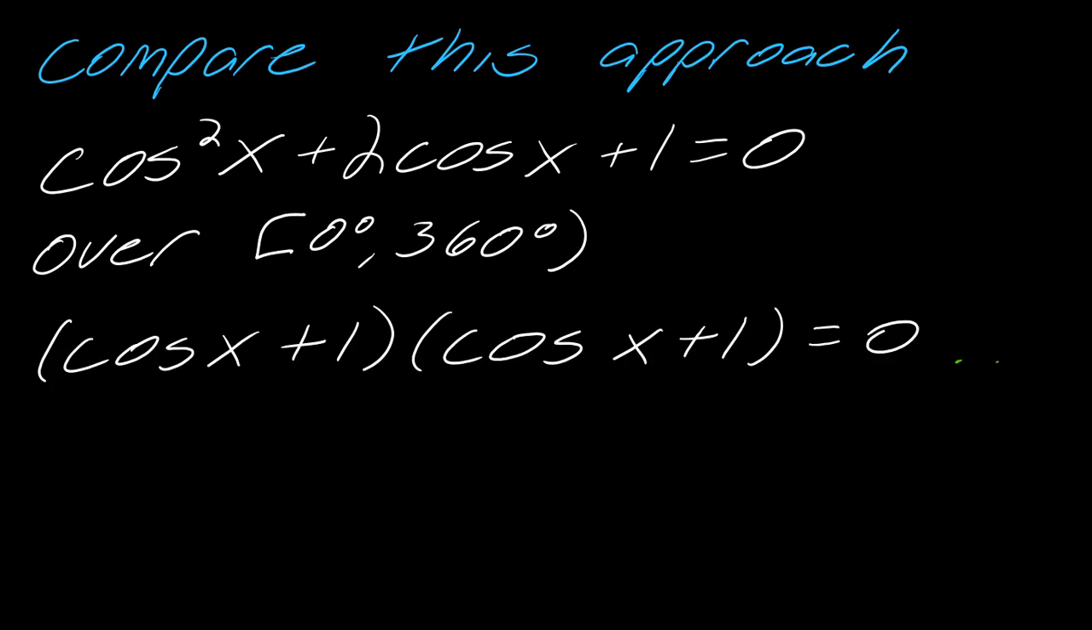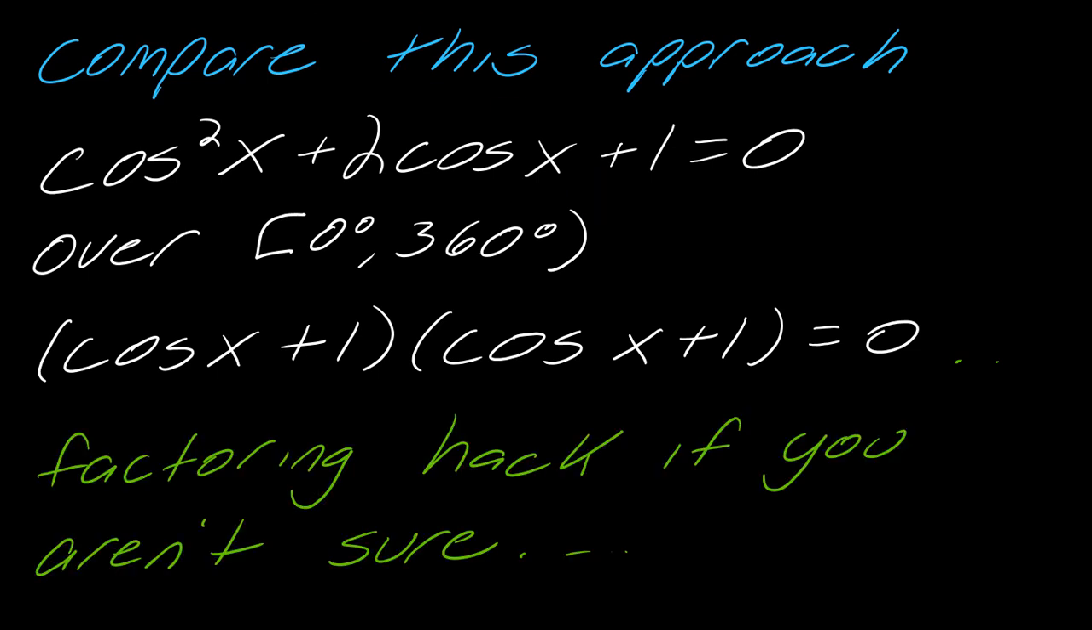So this equation factors as cosine x plus 1 times cosine x plus 1. Now, what if you're looking at this cosine squared x plus 2 cosine x plus 1? What if you're looking at this and you're saying, I don't know how to do this? There's a factoring hack you can use to help your brain figure out how something like this factors.